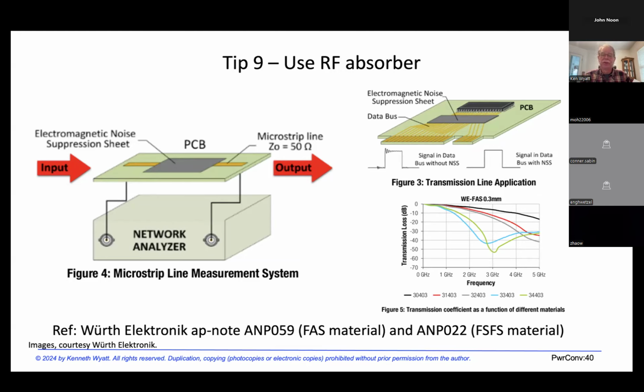This material is ferrite loaded, usually silicon based, sometimes with an adhesive on one side, and it is insulated, so you can stick that material over traces or over the body of an IC, or flex cables, for example, to absorb the electromagnetic field. And Würth has an application note on a couple of them on this material.